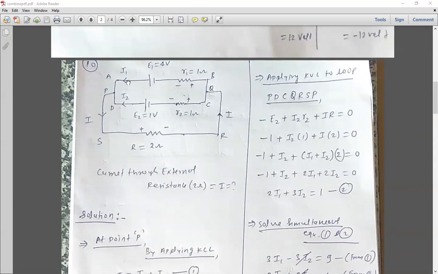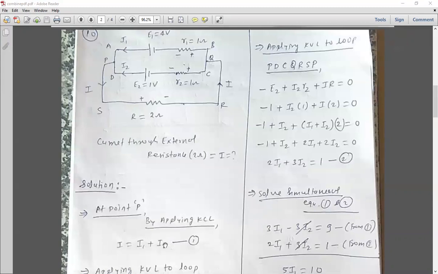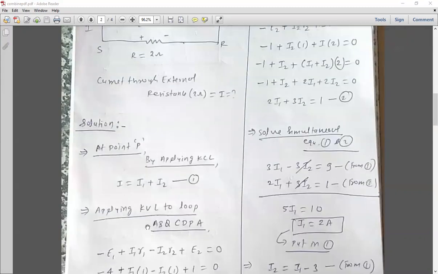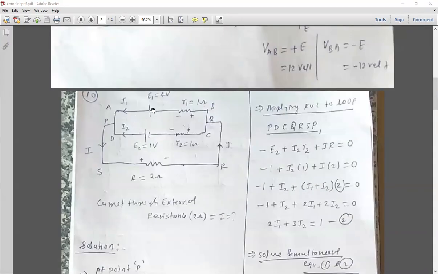Current flowing toward the junction is I1 plus I2. Current flowing away from the junction is I. So I is equal to I1 plus I2. Okay, so in this diagram we have a total of 3 loops. To find out I, we have to first find I1 and I2.